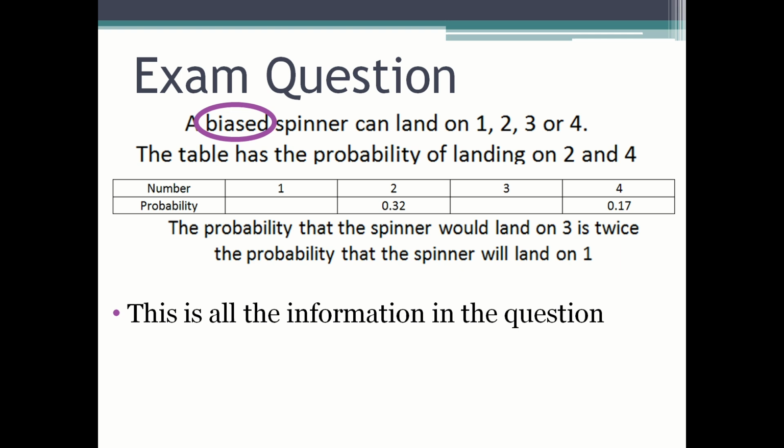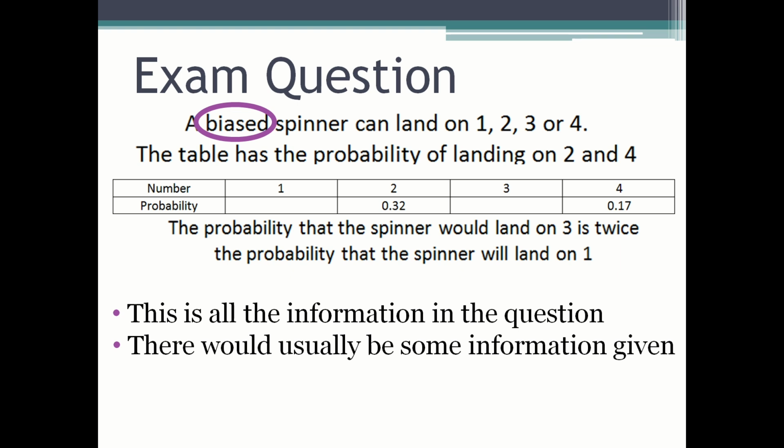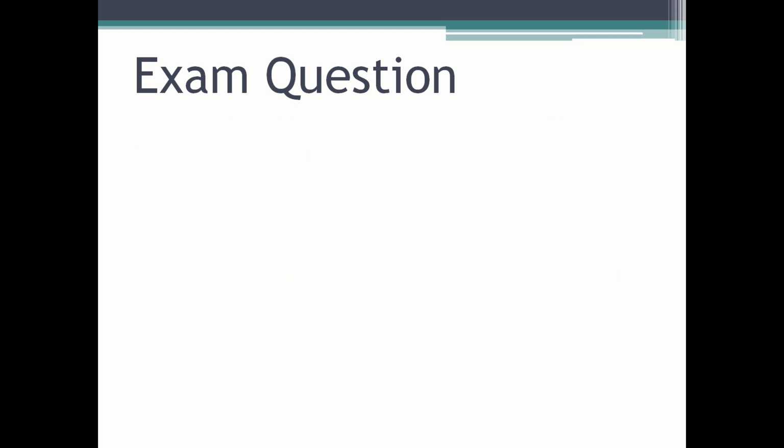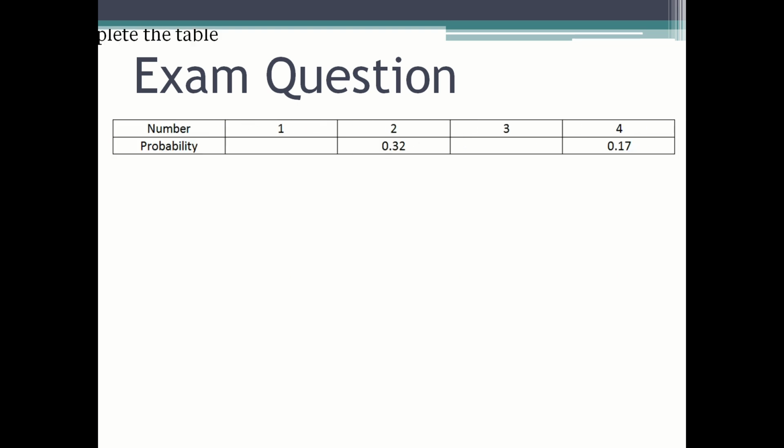So obviously, it'll ask you to calculate the probability of landing on a 3 and landing on 1. And then all your questions of this type will usually give you this amount of information, and then they'll ask you to fill out the table. So obviously, the question is complete the table.